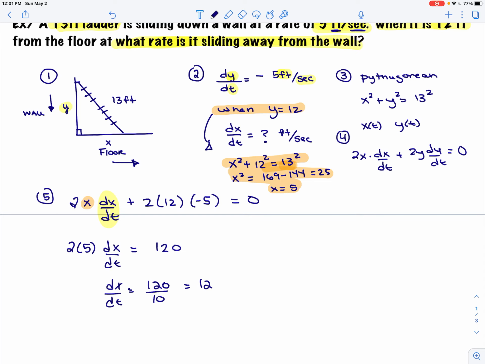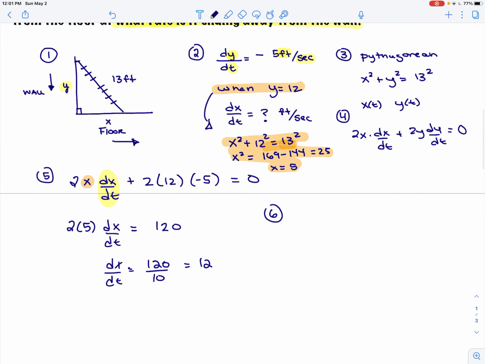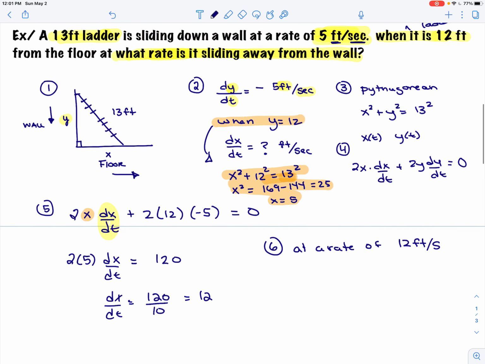And then I'm going to interpret that in 6. So when the top of the ladder is 12 feet from the floor, it's moving away from the wall at a rate of 12 feet per second. And that's positive because it's moving right. Okay? So if you have any questions on that, just pop in and ask me.